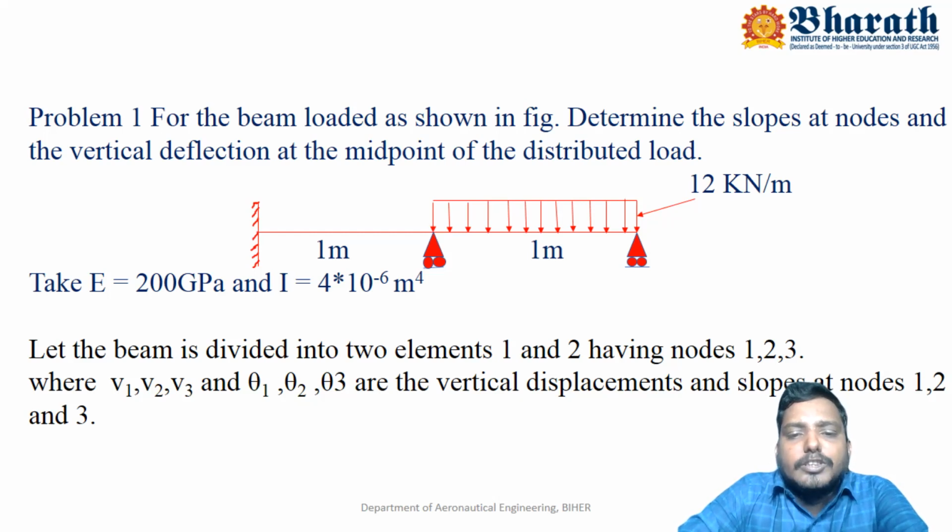Now, let the beam be divided into 2 elements, 1 and 2, having nodes 1, 2, 3. Node 1 has the lateral displacement V1 as well as rotation theta 1, node 2 has V2 and theta 2, and similarly node 3 has V3 and theta 3. We can see that element 2 is subject to a uniformly distributed load. Therefore, we have to calculate the distributed force as well as distributed moment at the nodal locations.